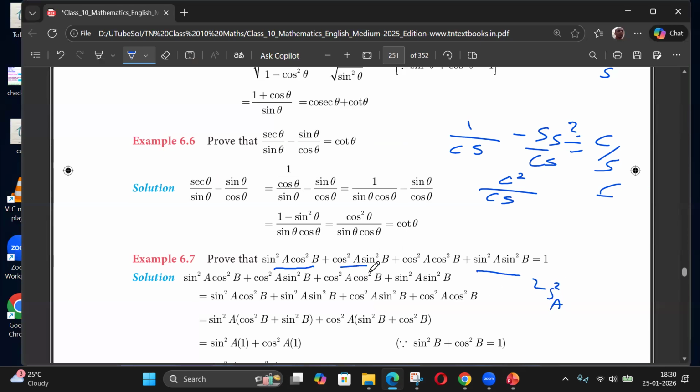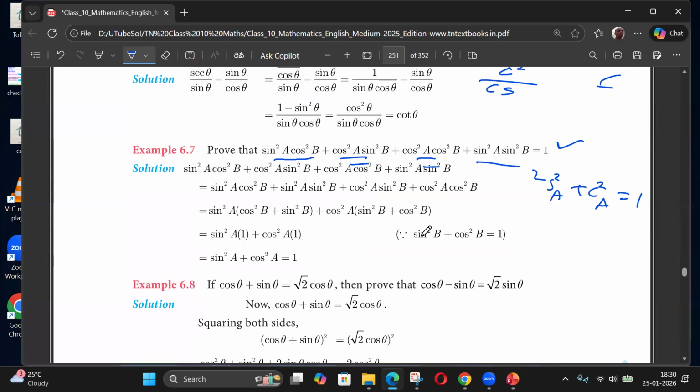Similarly, if you combine these two, common is cos square B, and then it will become sine square B plus cos square B. It is equal to 1. Exactly the same thing they have done.